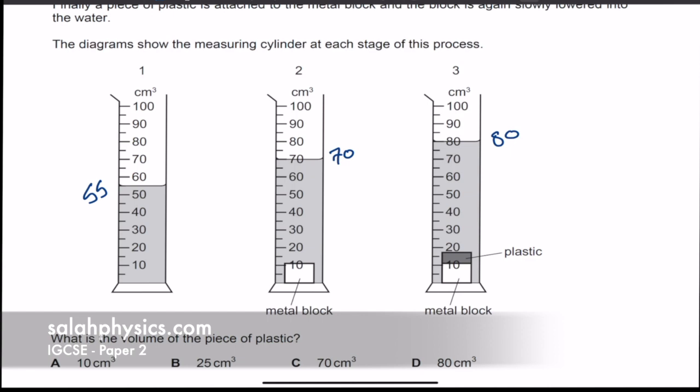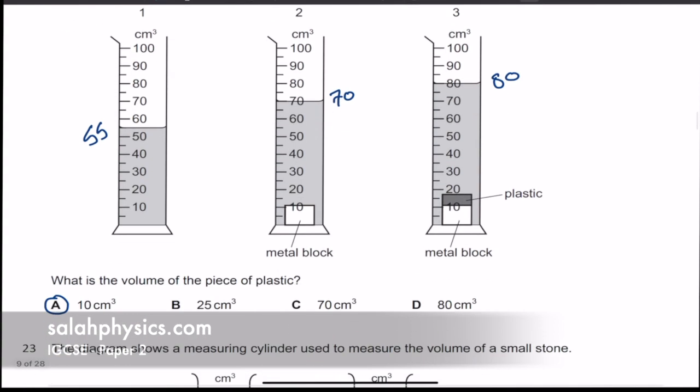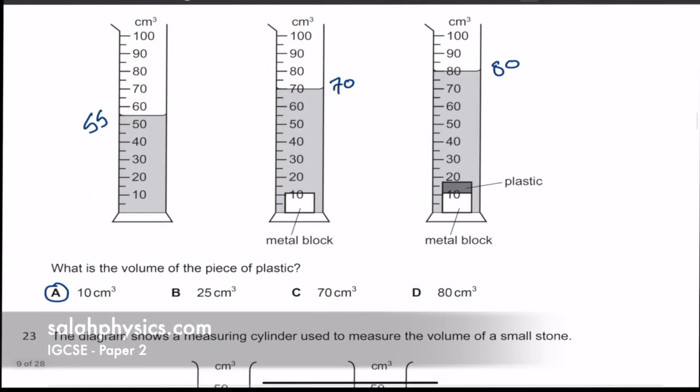The volume of the piece of plastic is going to be the difference between 80 and 70. So this is the volume of water plus the volume of the plastic plus the volume of the metal block, which is 80, minus the volume of the metal minus the volume of water, which is 70. So directly 80 minus 70 is going to give you 10 centimeters cubed. So the right answer here will be A.